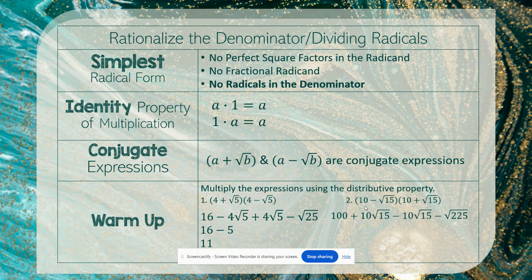I'm still going to go through and FOIL. 10 times 10 is 100. 10 times root 15 is positive 10 root 15. A negative root 15 times 10 is negative 10 root 15. And then negative root 15 times a positive root 15 is negative square root of 225. Again, we notice our middle terms cancel out, and I get 100 minus 15, which is 85. So we notice that conjugate expressions are going to happen a lot. We know those middle terms are going to cancel out when we're FOILing conjugates. That's important to remember because we might use some of that in some of our examples.